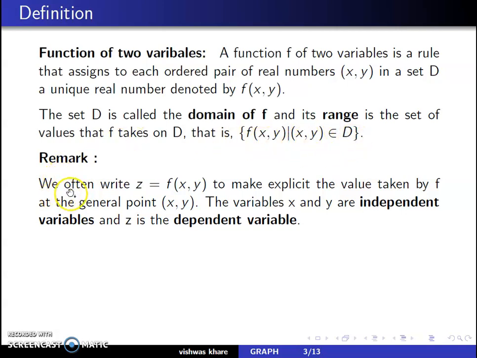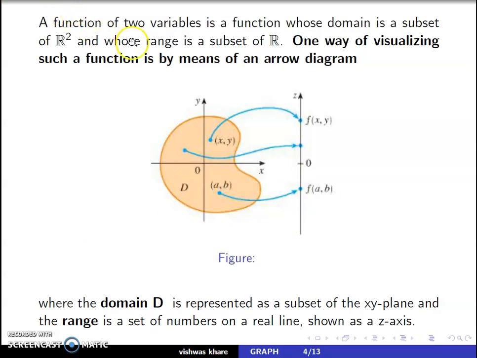Remark: we often write z = f(x, y) to make explicit the value taken by f at the general point (x, y). The variables x and y are independent variables, and z is called the dependent variable. A function of two variables is a function whose domain is a subset of R² and whose range is a subset of R. One way of visualizing such a function is by means of an arrow diagram.